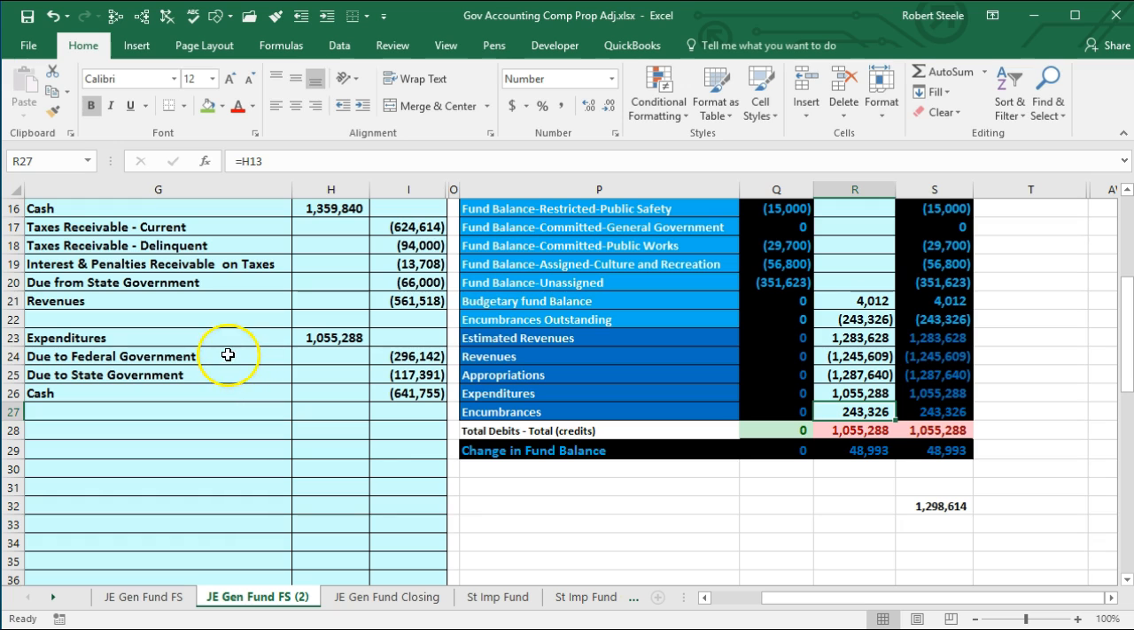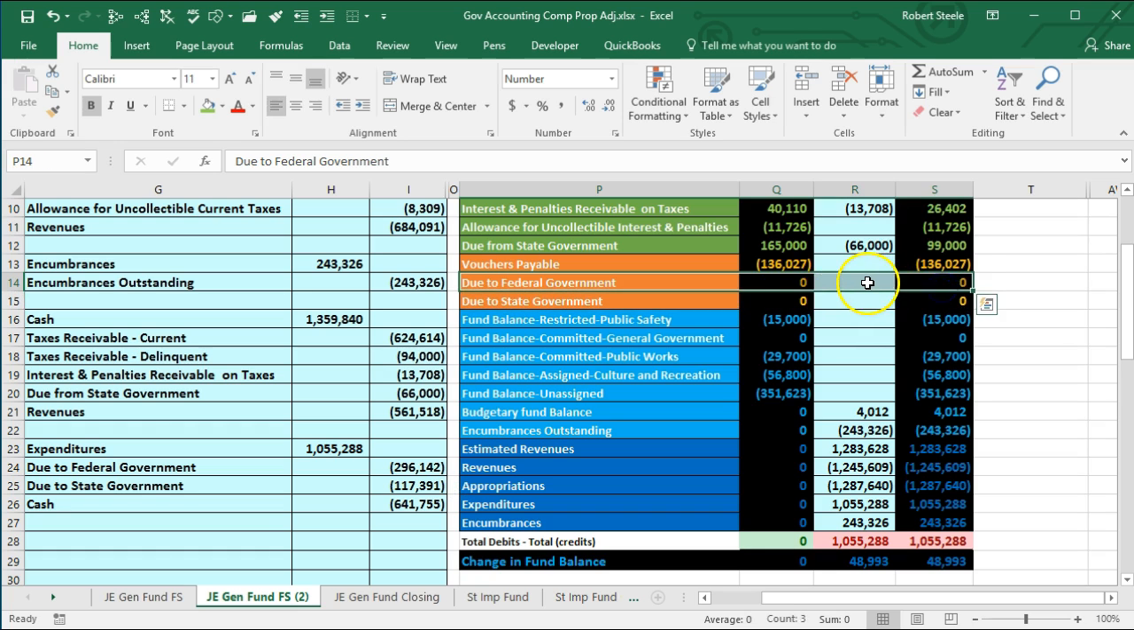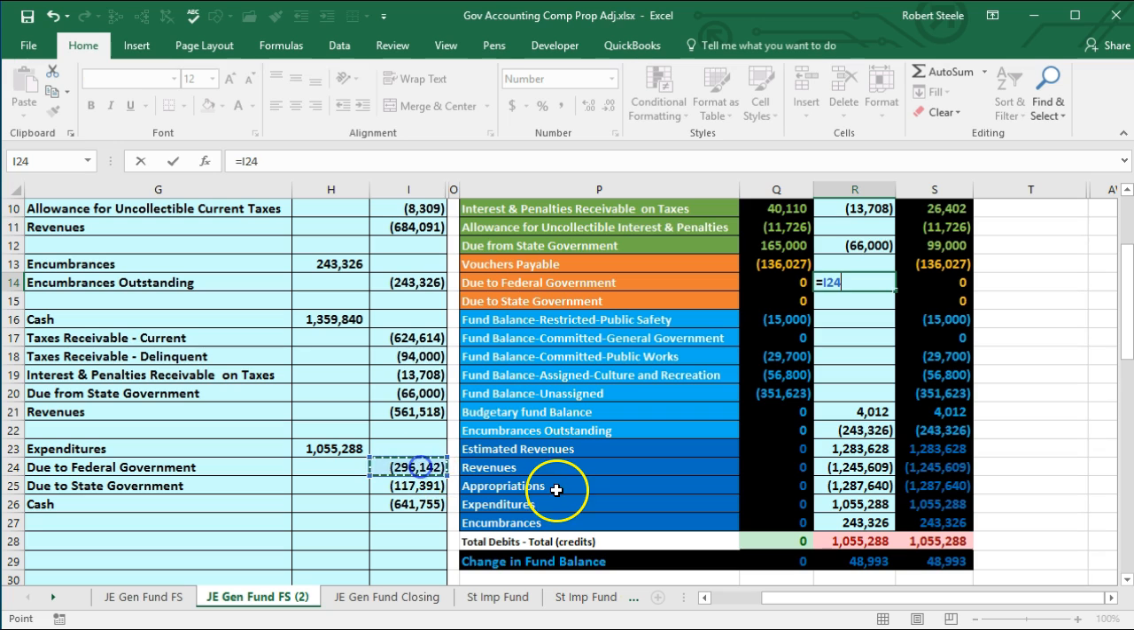Then we're going to record this due to federal government. That's going to be a liability due to federal government. So that's in R14 equals, and we're pointing to this 296,142, bringing that credit balance up. Then we are in R15 because we're going to record due to state government. That's here, that's here. We're in R15 equals, pointing to this 117,391, bringing this balance up.